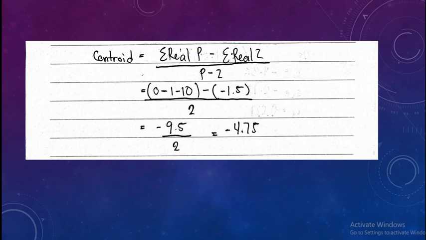After getting the angle of the equation, we then proceed to getting the centroid using the formula: summation of real poles minus the summation of real zeros, all over p minus z. We already know that the poles of the equation are 0, negative 1, and negative 10, minus the zero of the equation, which is negative 1.5. So 0 minus 1 minus 10 minus negative 1.5 is negative 9.5, divided by 2. We divide negative 9.5 by 2 and get negative 4.75.